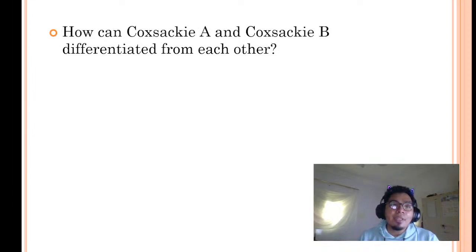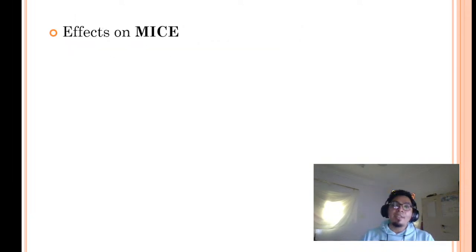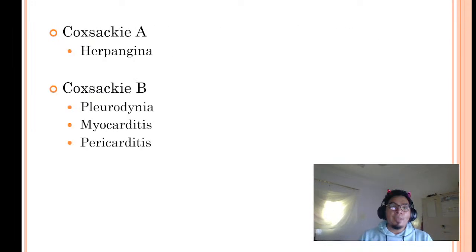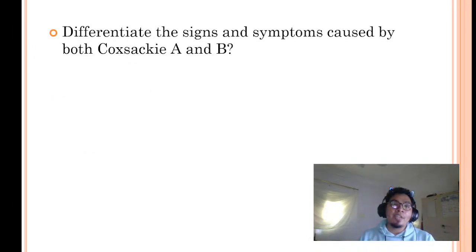Now, how is Coxsackie A and Coxsackie B differentiated from each other? The effects on mice. Why? Because this was actually discovered on mice. Now, differentiate the symptoms caused by Coxsackie A and Coxsackie B. I don't think this will be important, but just for you guys to remember, Coxsackie A causes herpangina, whilst Coxsackie B causes pleurodynia, myocarditis, and pericarditis. I would put it in the uncommon bin or the nice-to-know bin in several parts of your brains.